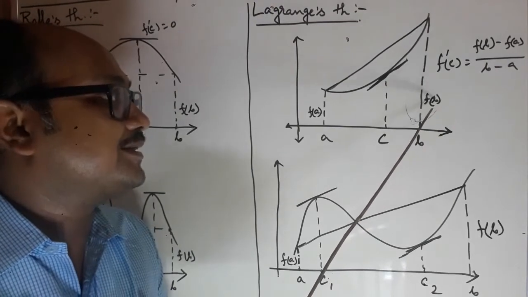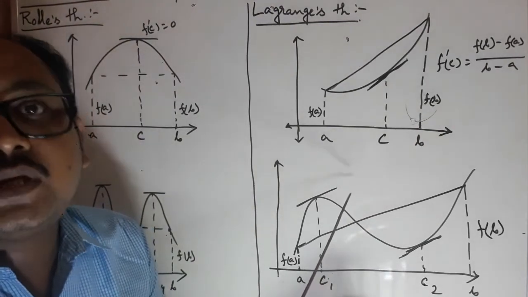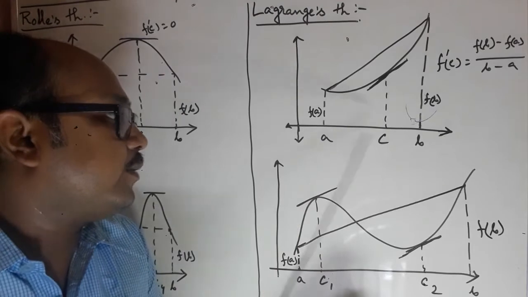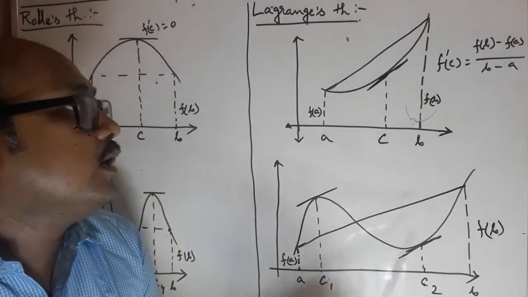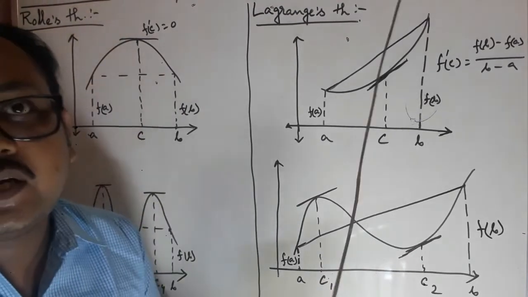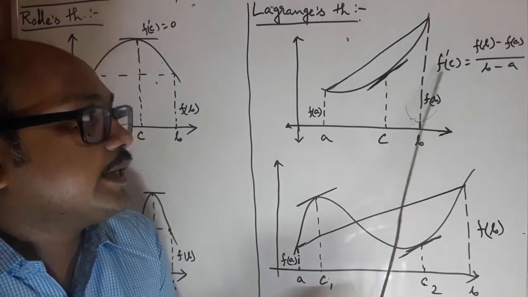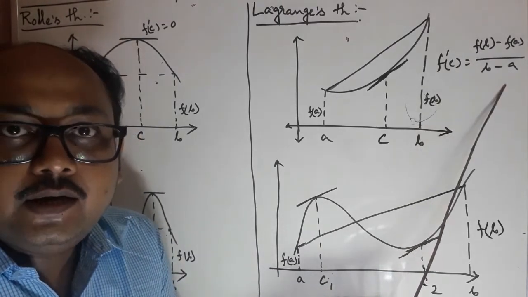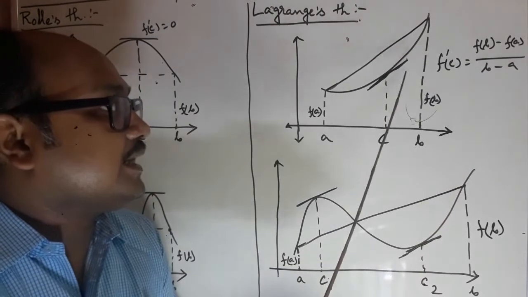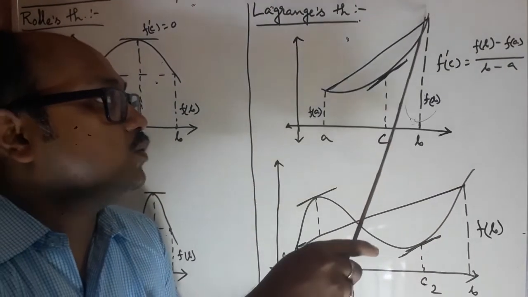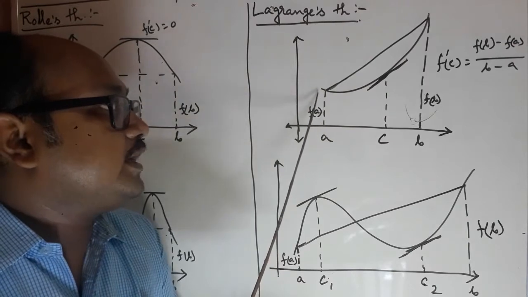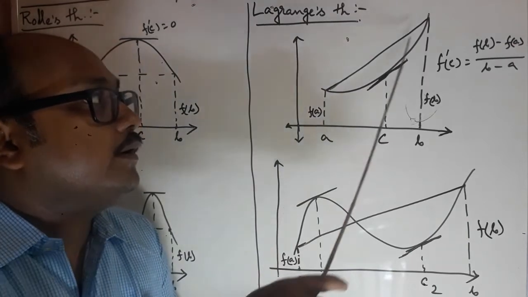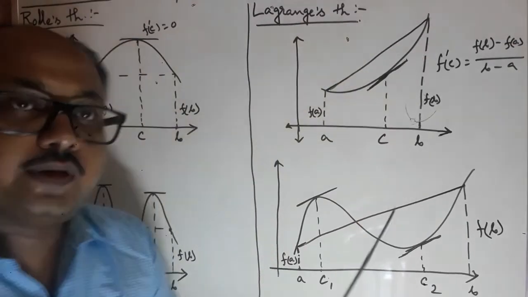So in this case we will get at least one point c between a and b, in the interval (a, b), such that the first order derivative at that particular point, that is f dash c, is equal to f of b minus f of a by b minus a. That means the tangent at that point is parallel to the chord joining the points (a, f of a) and (b, f of b).